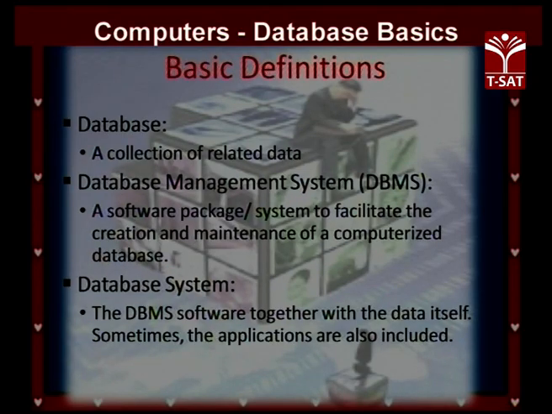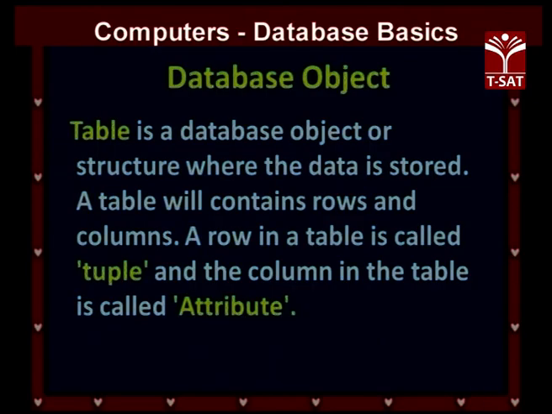What is a database? If you say a collection of related data, then they may ask what is a table. It's a collection of records, or you can say it's a collection of related rows and columns. So we covered definitions, concepts, relationships, different types of relationships, and what is a table. Table is a database object or structure where the data is stored.